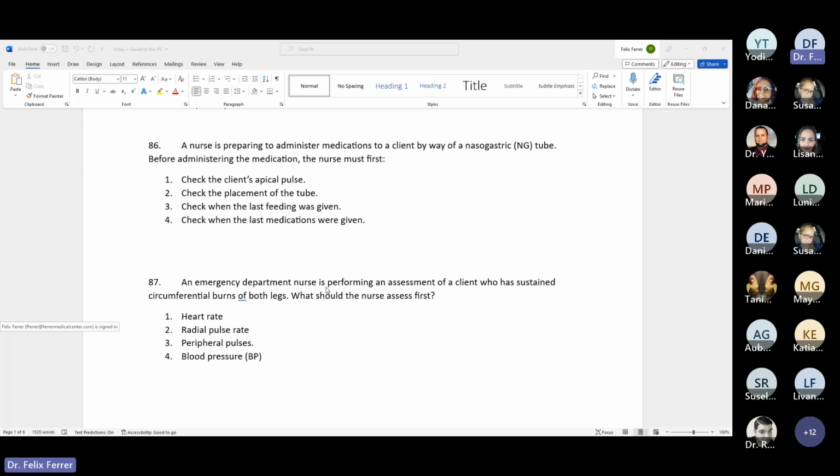Now, the answer to the question is what you're saying: check the placement of the tube. Now, let's say you're going to provide medications to a patient who is on formula, and when you check the residual, it's more than 50 cc. What do you do? What do you do first?